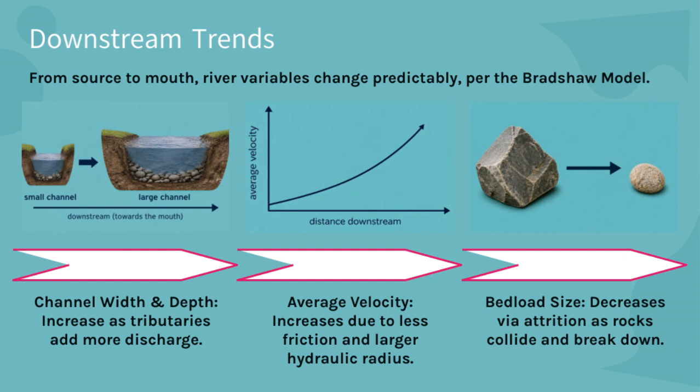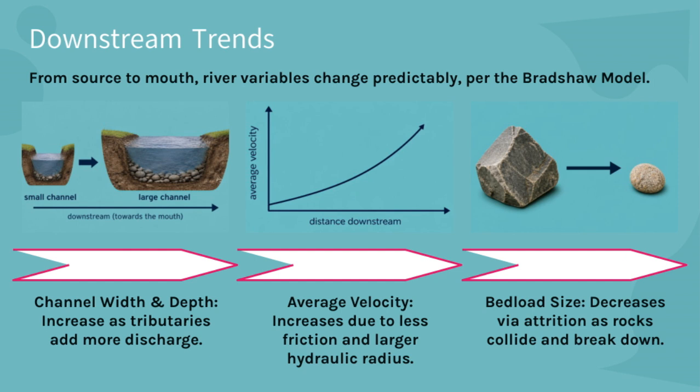Third, bedload size decreases downstream. Near the source, the river may carry large, angular rocks. As these rocks are transported, they collide with each other and with the riverbed. This process is called attrition. Over time, the rocks become smaller, smoother, and rounder.